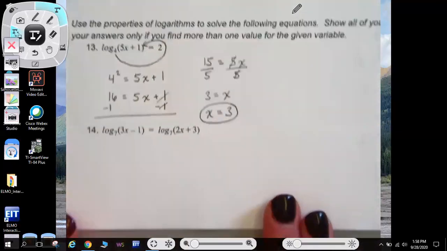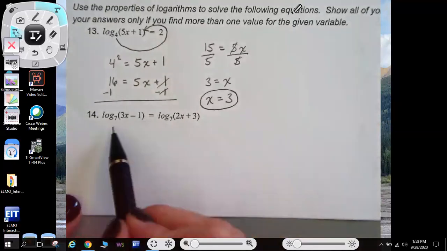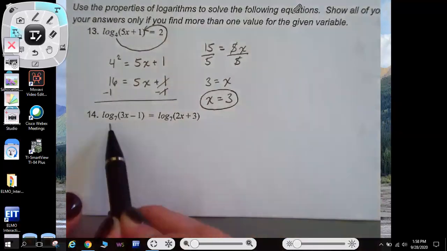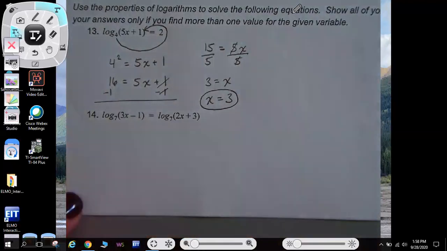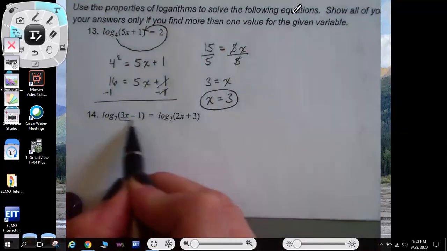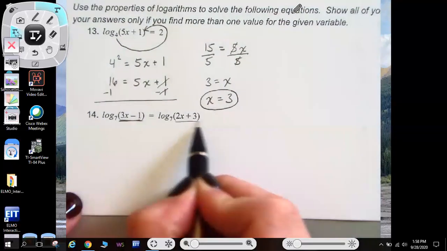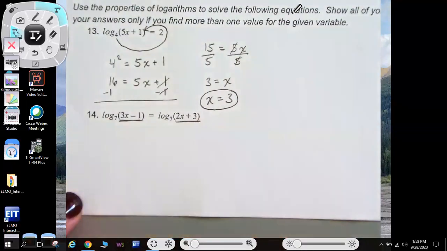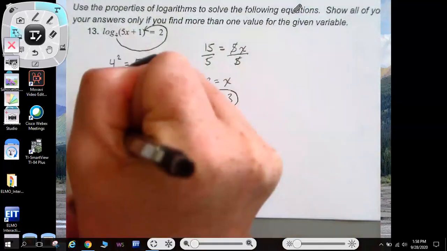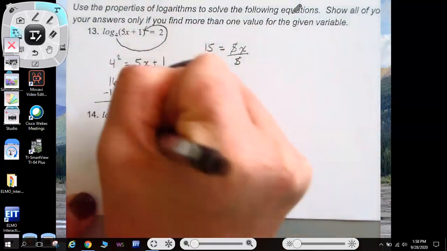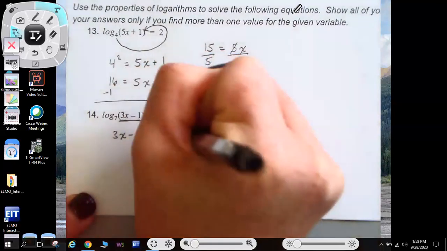Okay, on number 14, we do have a logarithm on both sides of the equal sign. And because both of those logarithms have a base of 7, that means whatever's here has to equal whatever's here. So to be able to solve for x, we're going to set those two things equal to each other. So 3x minus 1 equals 2x plus 3.